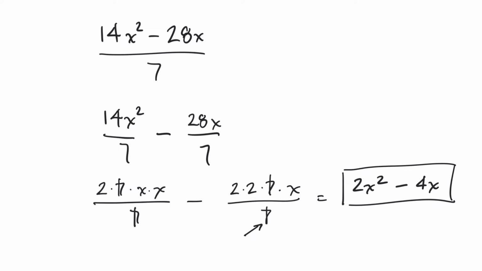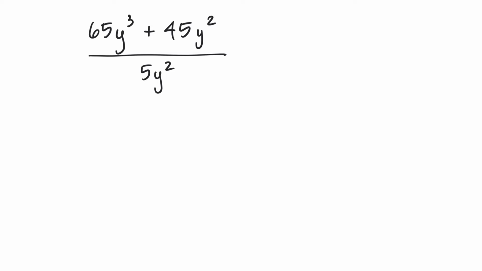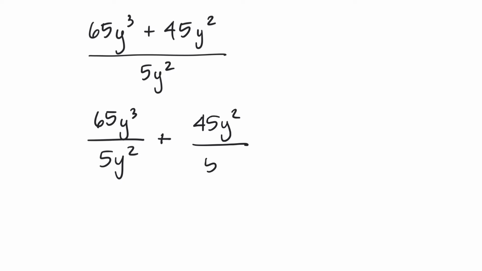Let's try another one. All right, so we've got 65y cubed plus 45y squared divided by 5y squared. So now, instead of just a number down here, we've actually got a 5, a coefficient, and then our variable y, and we're squaring y. So let's again split this up. We get 65y cubed over 5y squared plus, and that plus right here comes from this one here, 45y squared over 5y squared.